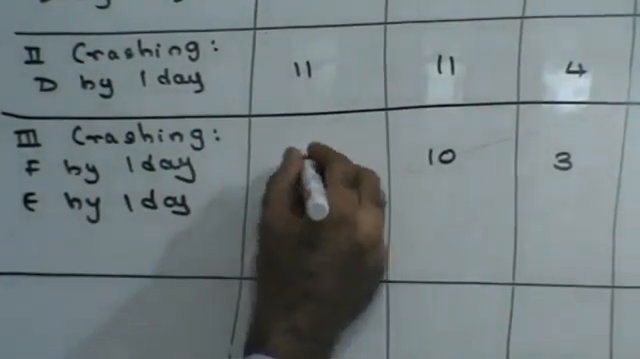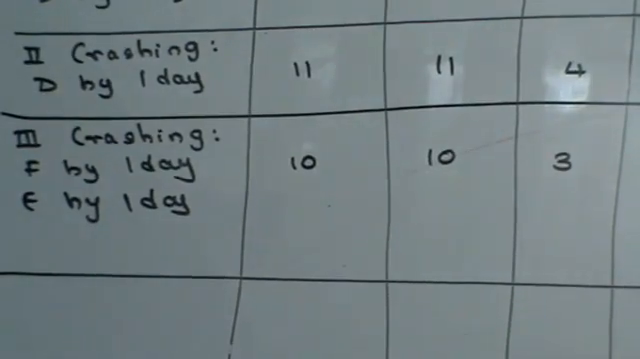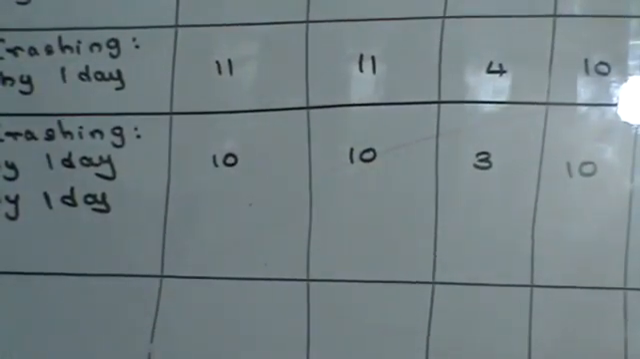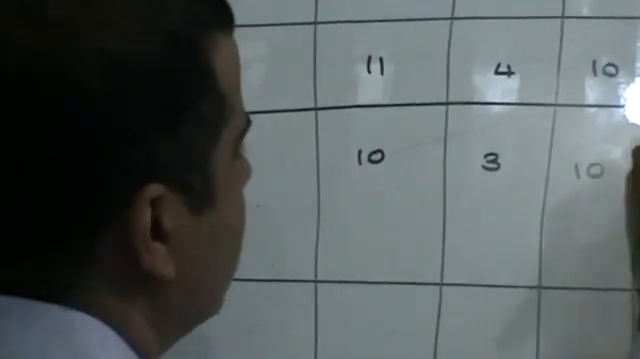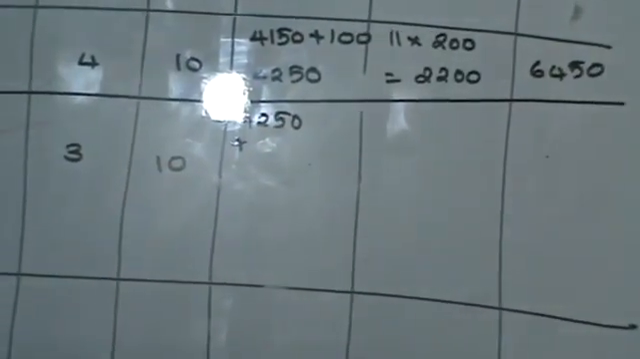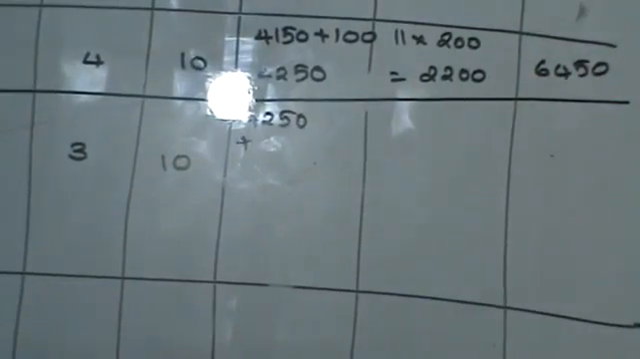If I crash E by 1 day, that means instead of 11 this will become 10 days. E is not used anywhere else. So now my critical path still has maximum number of days, right? Other paths have equal to it. Now this is 4250. To crash F, the crash cost of F is 150 rupees.